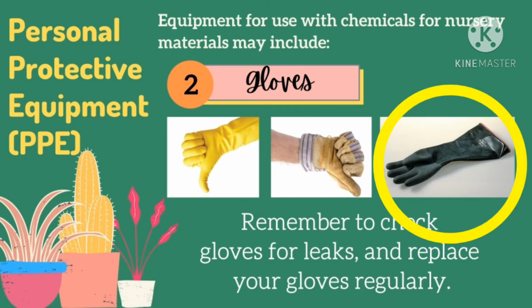Use unlined gloves made of neoprene, nitrile, or PVC. The pesticide label may specify what type of gloves is required. For adequate coverage, they need to be long enough to cover the wrist, and when folded, still be covered by the sleeve. Remember to check gloves for leaks and replace your gloves regularly.